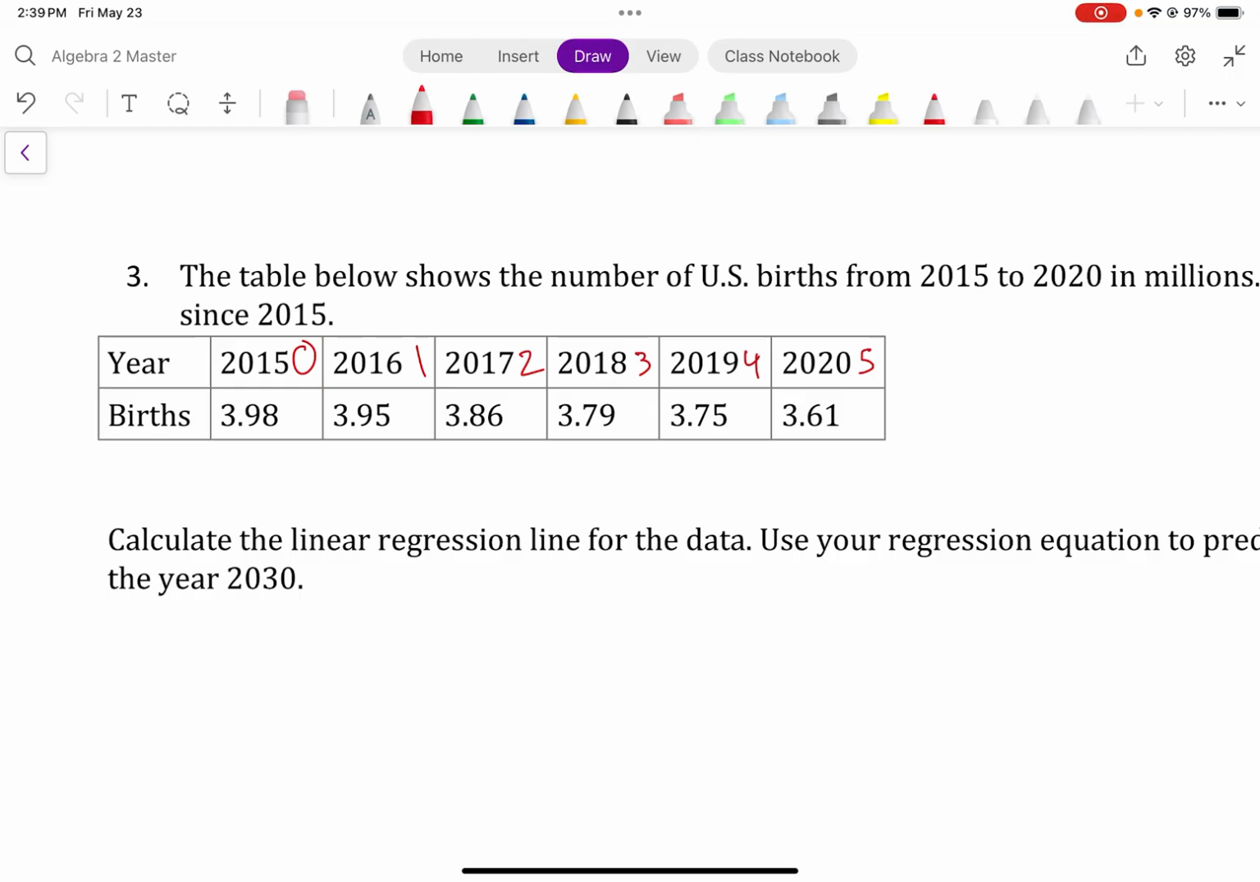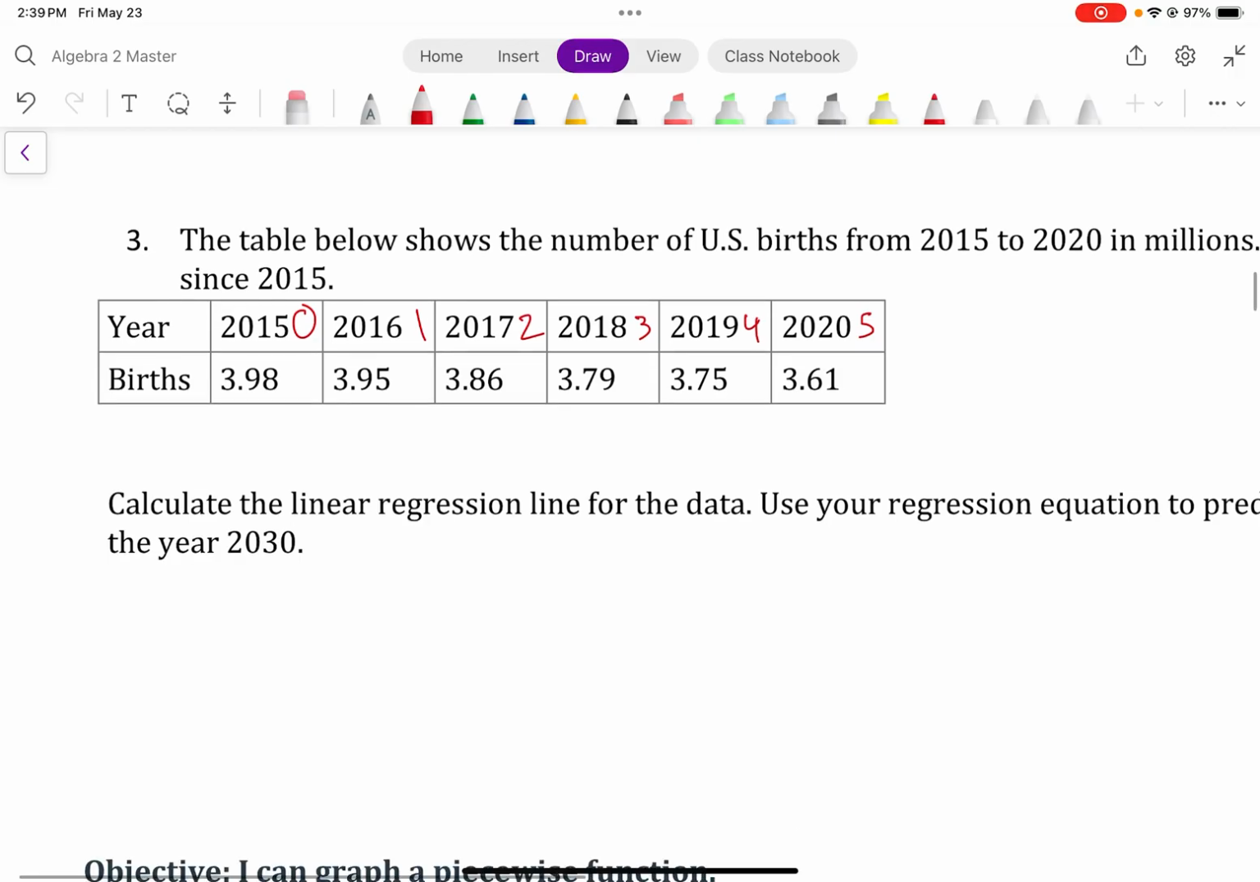So in my calculator, I'm going to go stat, edit. L1 is 0, 1, 2, 3, 4, 5. In L2, that's where I put my 3.98, 3.95, and so on. I don't want to have to write out millions, so that's the second little bit of shiftiness that they did, is they changed their millions. So stat, scroll over to calc, down to lin reg. I'm going to write out pretty much the full thing it says here.